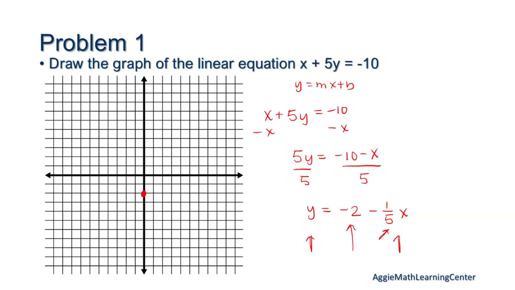And the way that I always remember slope is rise over run. That's perfect. Okay, so here we're going to rise negative 1, so we're going to go down 1, and then we're going to go over 5. I'm going to plot this one here. And then I'm just going to do that again, down 1 over 5.